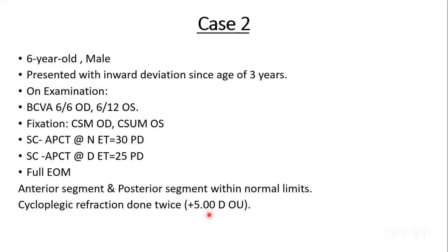Accommodative esotropia. So if I told you that the patient now is having esophoria of 8 prism diopter at near and at distance with glasses, what is the diagnosis? Partially accommodative esotropia? Only 8 prism diopter remaining. So is it partially or something else?